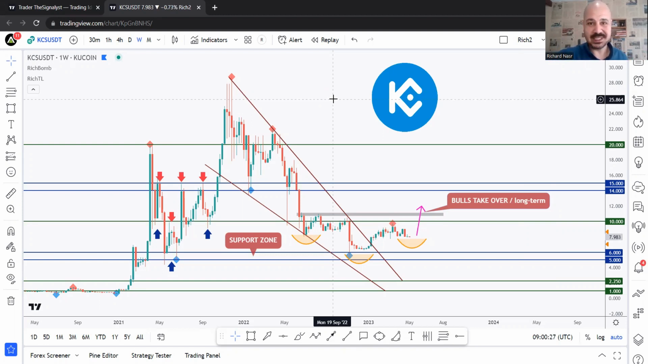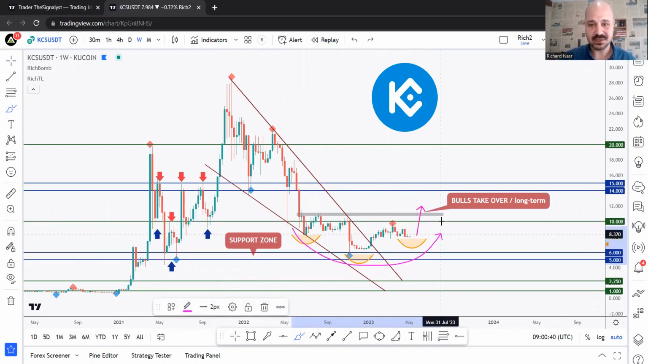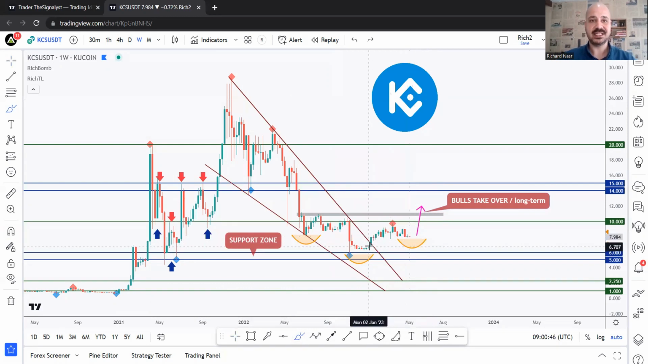As you clearly see from the weekly time frame, we have been trading inside this big wedge pattern, and previously KCS exited this wedge pattern and we have been stuck inside this big range accumulation phase in the shape of an inverse head and shoulders pattern. We had the left shoulder, head, and we are currently in the making of the right shoulder.